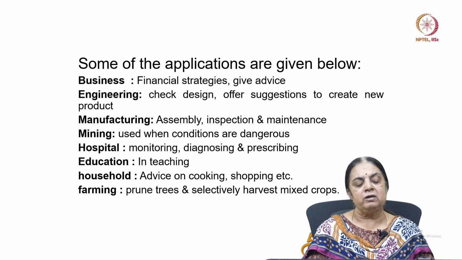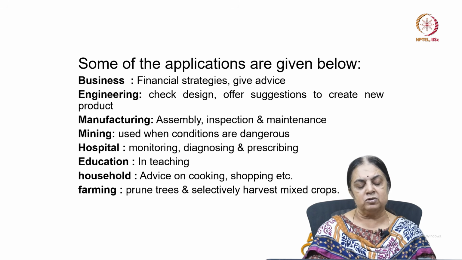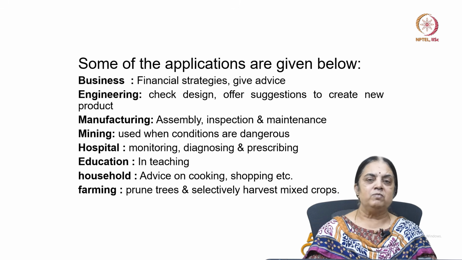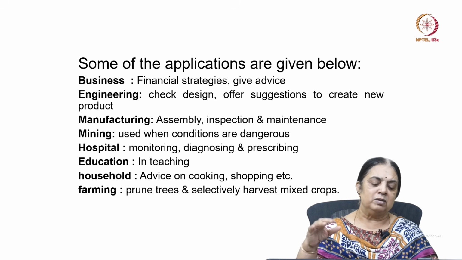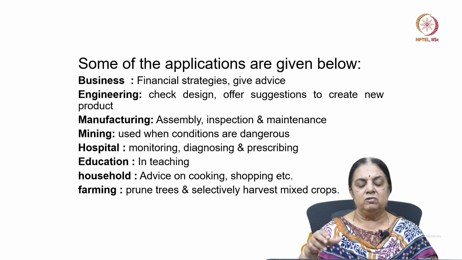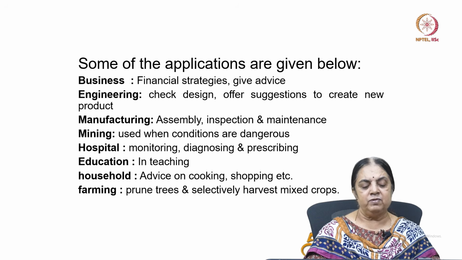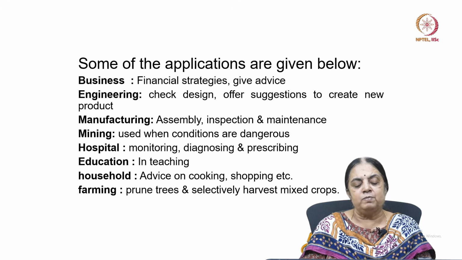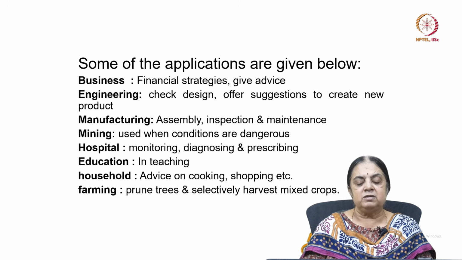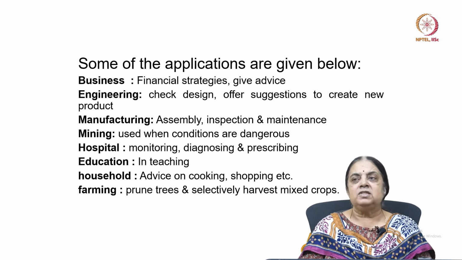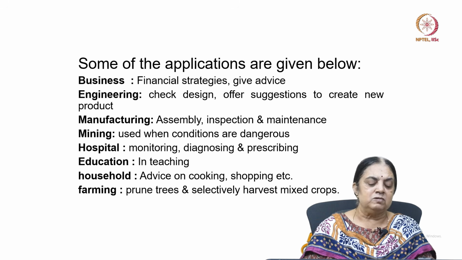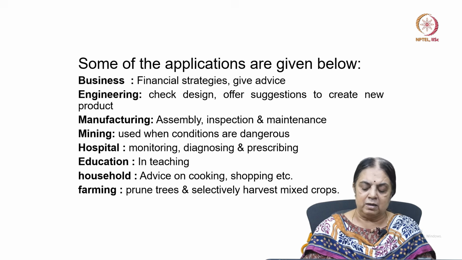Farming, actually, in agriculture, AI is used a lot. You can have helicopters which take the layout of that place, and then you can see whether the crops are coming well, and you can use that to prune the trees, selectively harvest, and see where pesticides need to be put, all those type of things. So AI is used a lot in farming, actually.